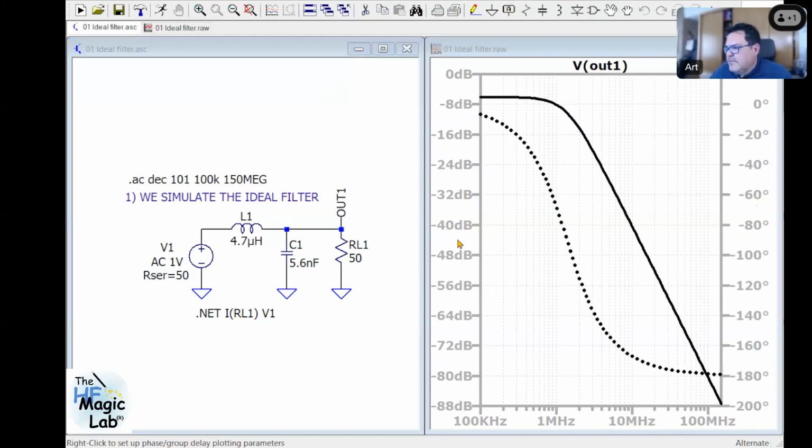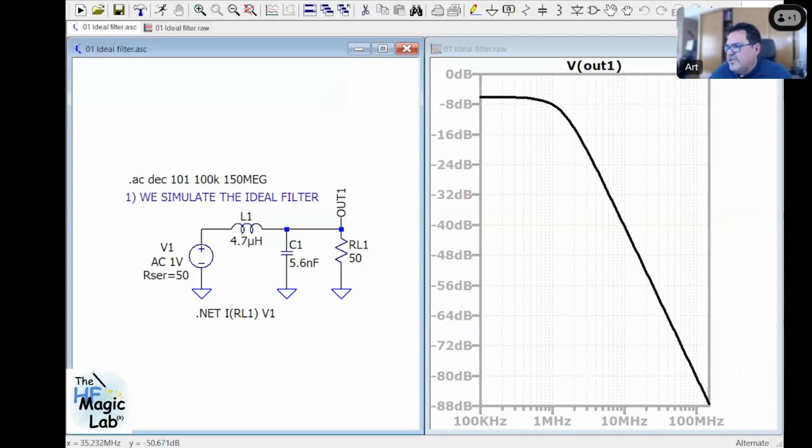So let's remove the phase, no? This is the response, the output voltage when we are excited with 1 volt. Look at this, this is minus 6 dBs. Obviously, at low frequencies, the inductor is a short circuit, the capacitor is an open circuit, and we have a 50 ohm system. So when we apply 1 volt in the ideal generator, in the middle point between 50 and 50 ohms, we have 0.5 volts. That is half the voltage of the source. So this is minus 6 dBs when we express this in a linear way.